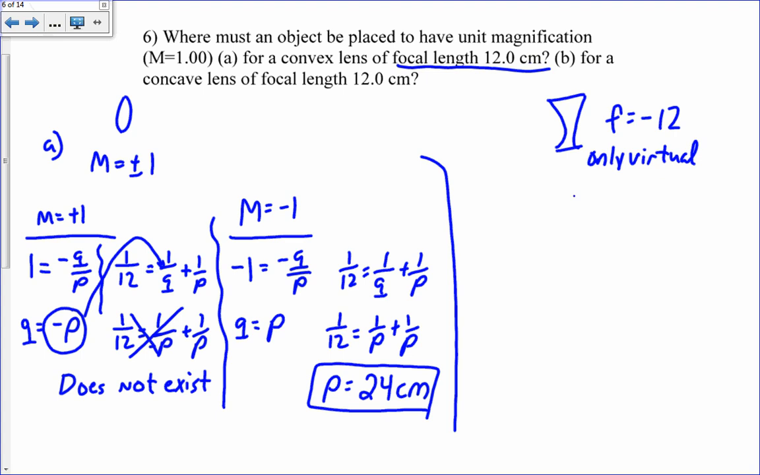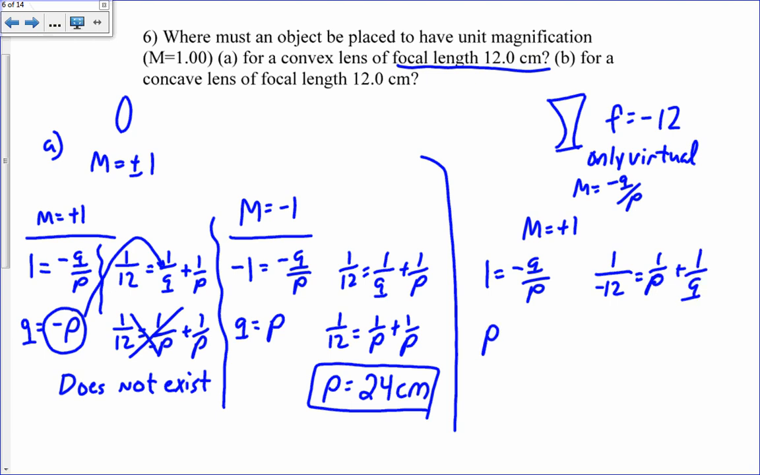Alright, and since the magnification is negative q over p, if I have a virtual image, it's going to be upright. So I'm only going to consider m equal to +1 in this case. So I have 1 equals negative q over p. And I have 1 over negative 12 equals 1 over p plus 1 over q.